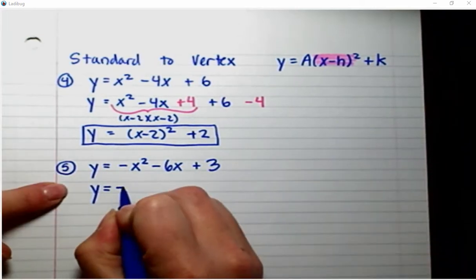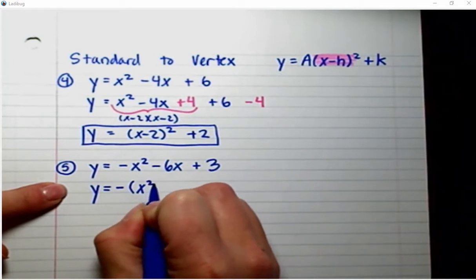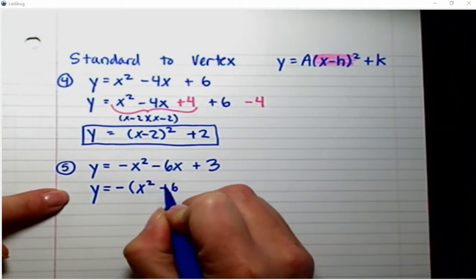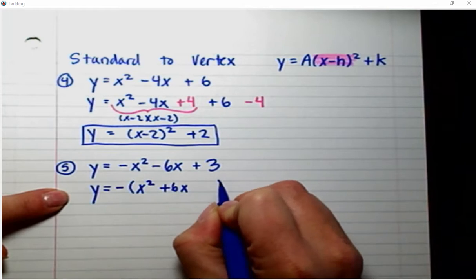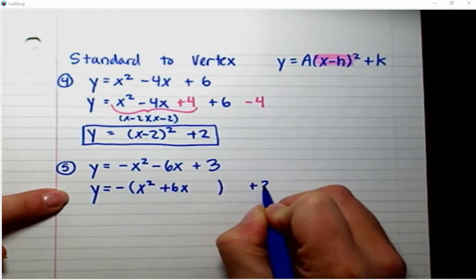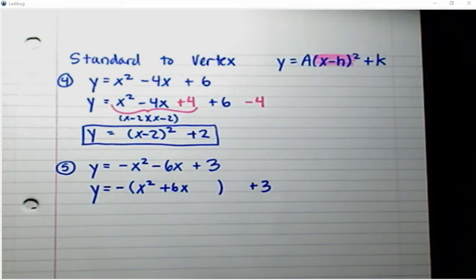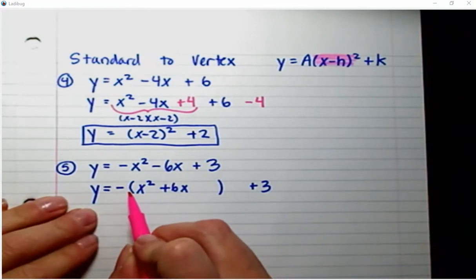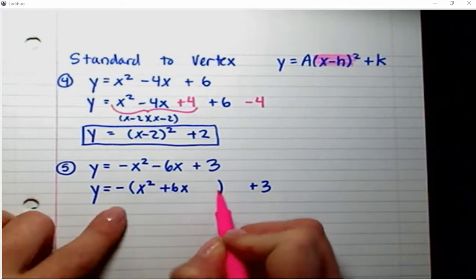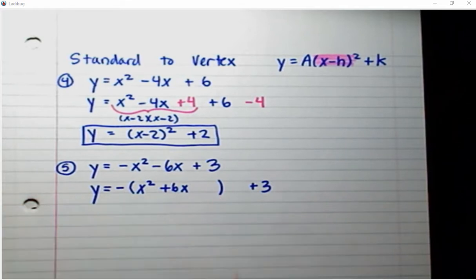Okay, and I'm going to factor out the negative, but I'm only going to factor it from those first two terms. Because notice how this 3 out there, that's not part of completing the square, okay? This part here is what I'm going to complete the square with. It's those first two x terms. Usually we move the number part away because I'm not completing the square with the number.